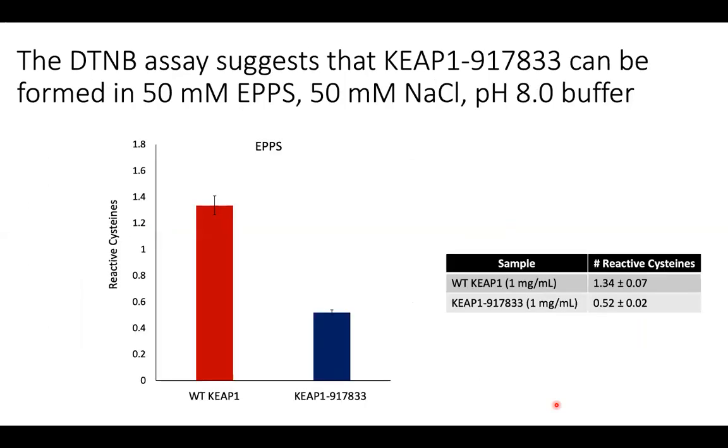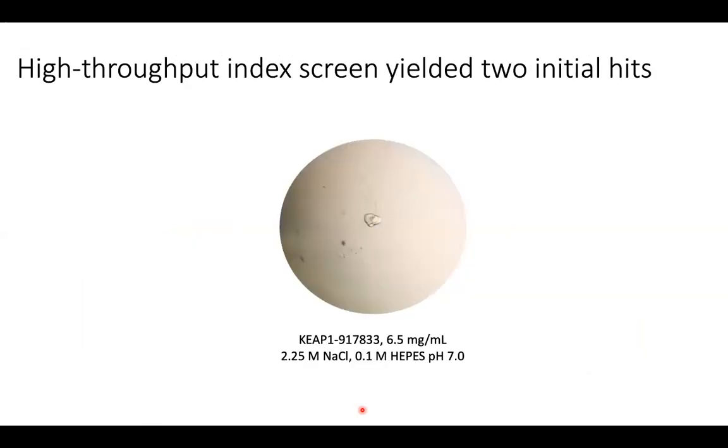I then tried to form the same adduct, Keap1 917833, in this new buffer condition I identified. And I conducted the same assay and was able to observe the same decrease of one reactive cysteine residue between the wild type and the adduct, which suggests that this adduct could be formed in my new buffer condition. So I then wanted to move forward with crystallization efforts of the Keap1 917833 adduct formed in this new buffer condition, and I set up a high-throughput index screen which yielded 2 initial crystallization hits, one of them being a quasi-crystal, which is shown here.